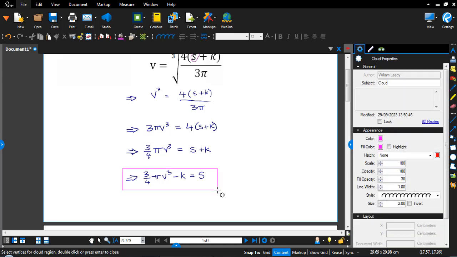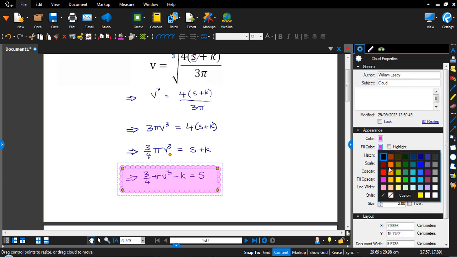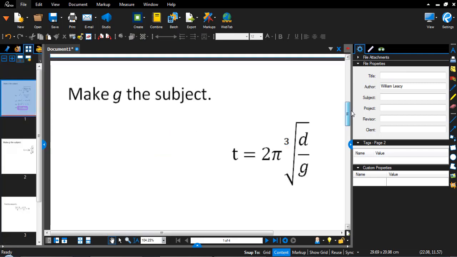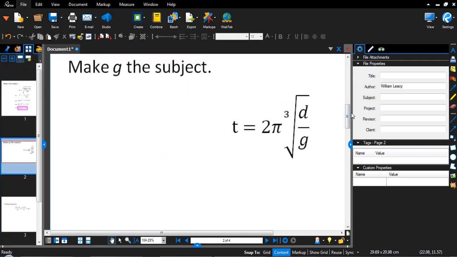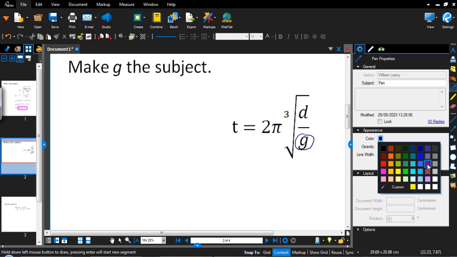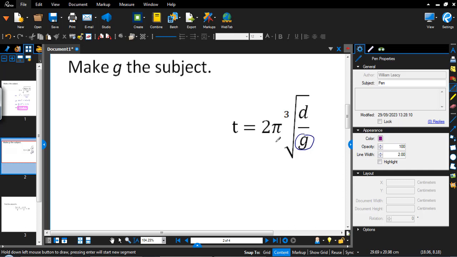That's that one. Done. Make G the subject. Don't be overwhelmed by these. Just do what I do and you'll be fine. We're looking for G, so put a highlight or circle on it if you want. Gets you started. Now we want to get rid of 2 pi, and we want to get rid of the cube root, and then get rid of D. So this is going to be messy.